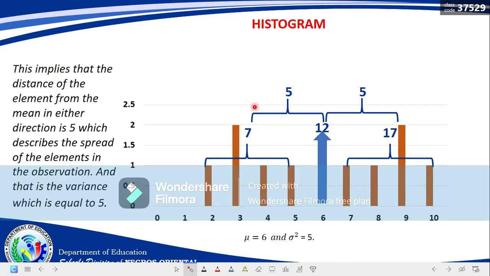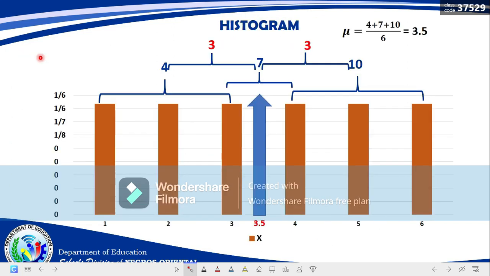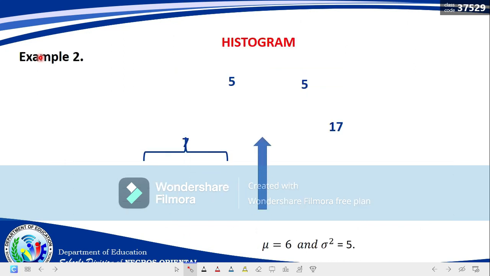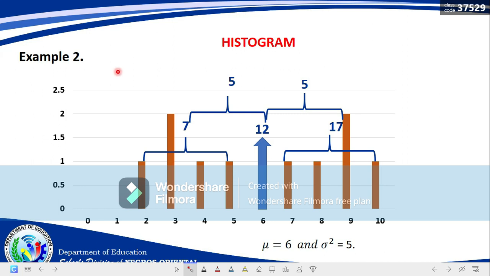Okay, so this implies, let's have another example, but this time, let's have example 2. Okay, we're done with this. Example 2. We have the histogram. Another example. So we have here example 2. We have these values of our x. This is the probability on the y-axis, and then we're going to look at it this way. So based on this histogram, the mean is 6. Here the mean is 6 and the variance is 5.